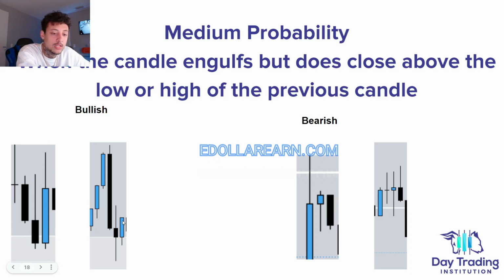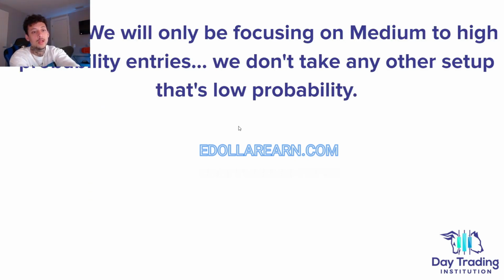Right now, notice how it failed to close above the highest high, making it a medium probability, right? A medium probability is simply when the candle engulfs, but doesn't close above the low or the high of the previous candlestick. Again, look at the bearish example here, right? Notice how this candlestick did not close under the lowest low of the previous candlestick. That's going to be considered a medium probability. Same thing here. Notice how the candle engulfed but didn't close under the lowest low of the previous candlestick, making it a medium probability candlestick, right?